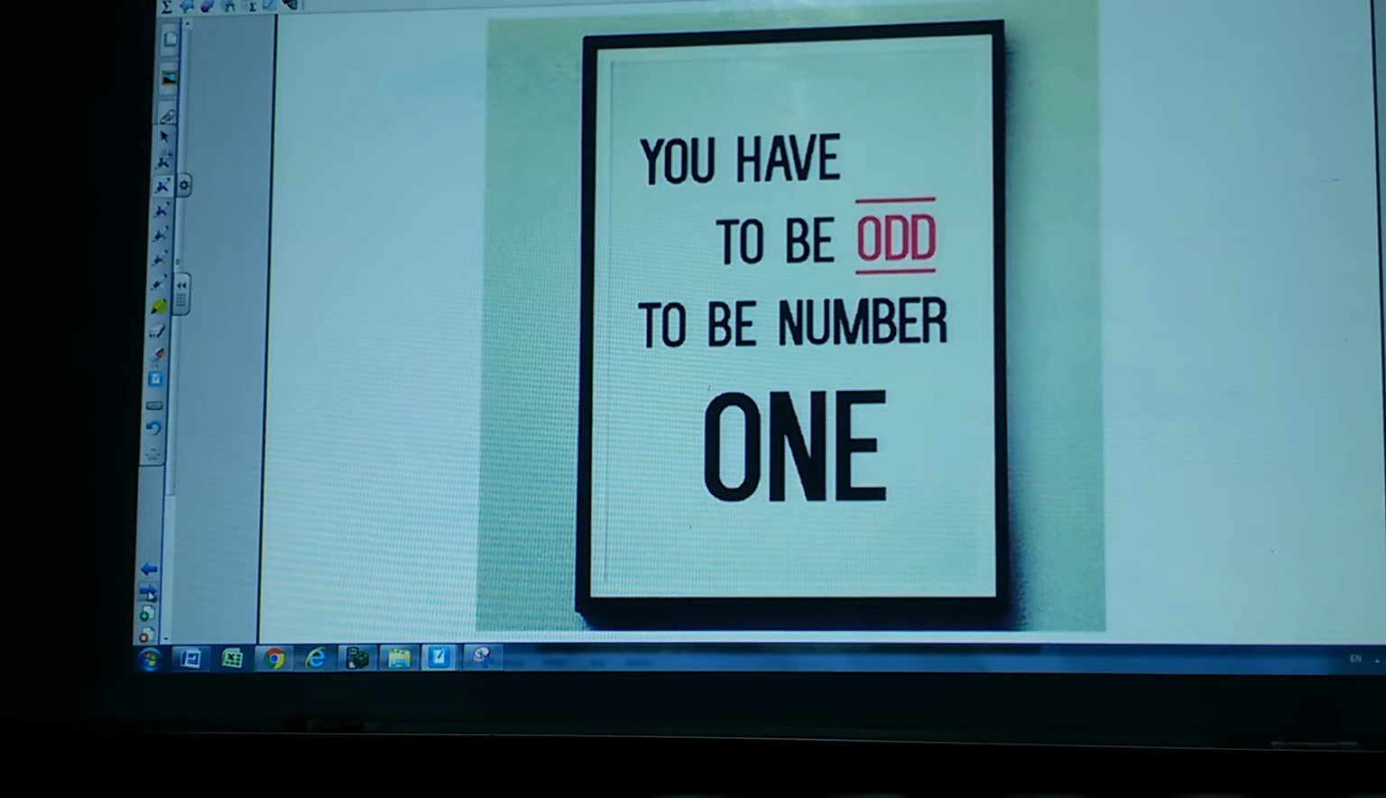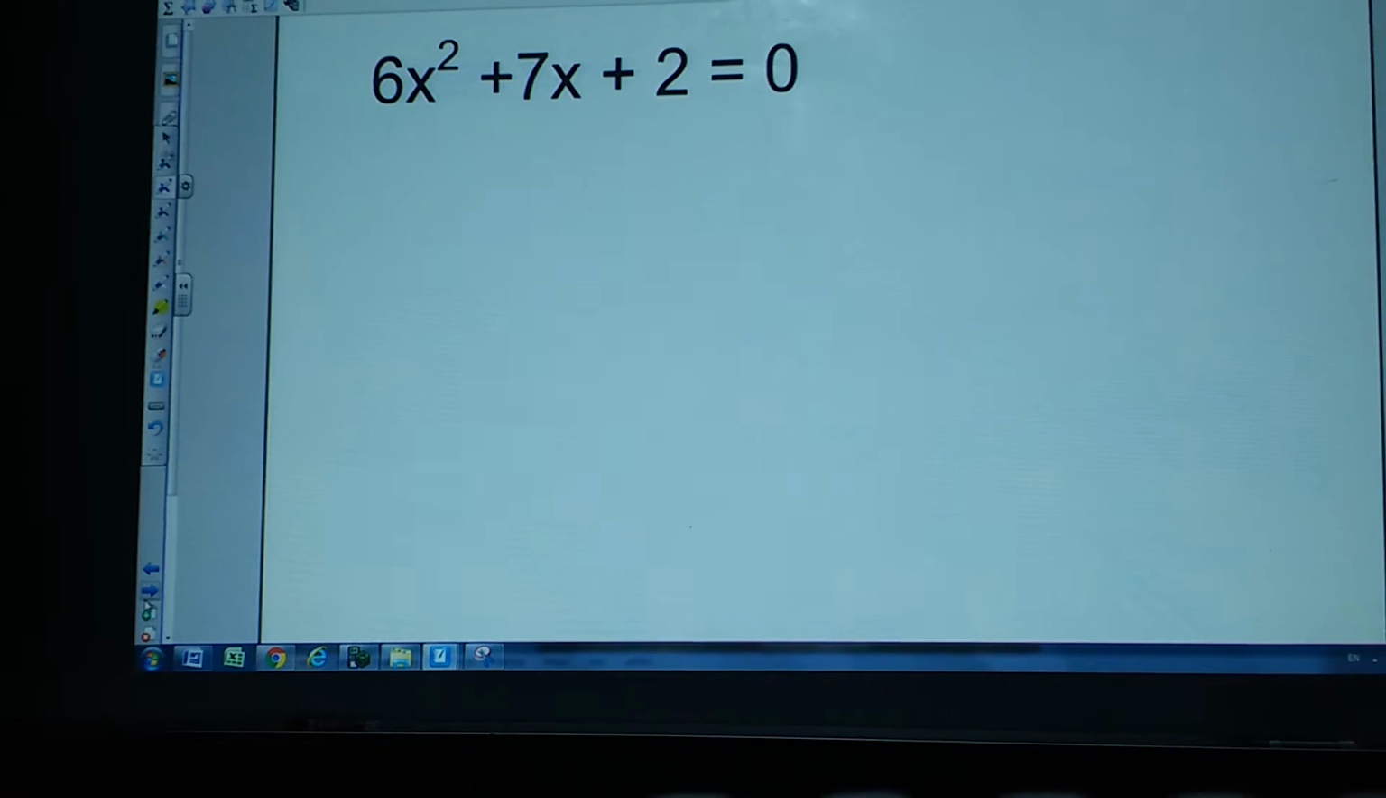Oh, let's look at this one. You have to be odd to be number 1. That's a good math joke, isn't it? You have to be odd. All right, moving on. So let's look at this problem.